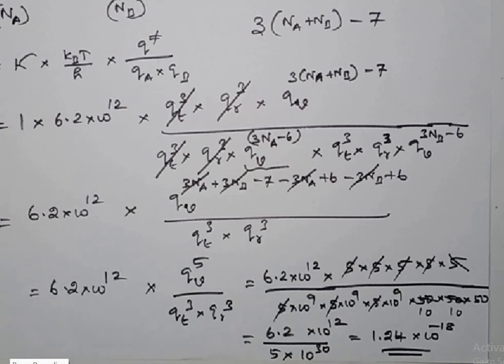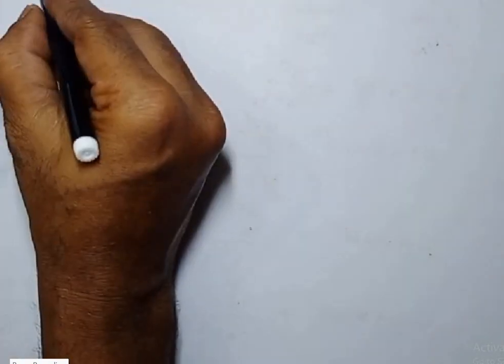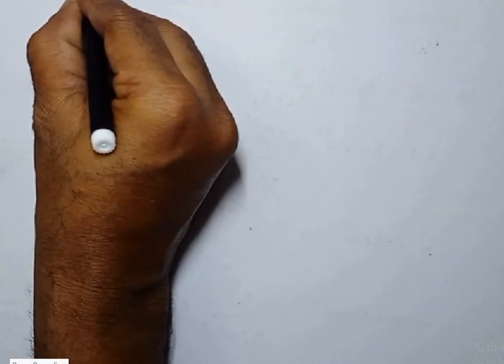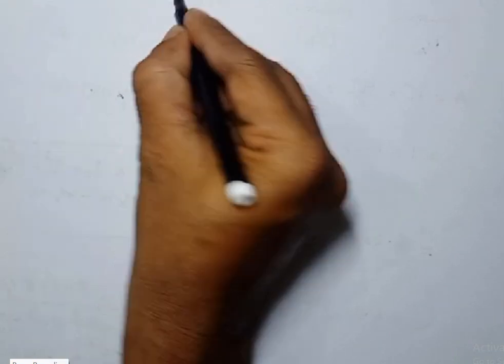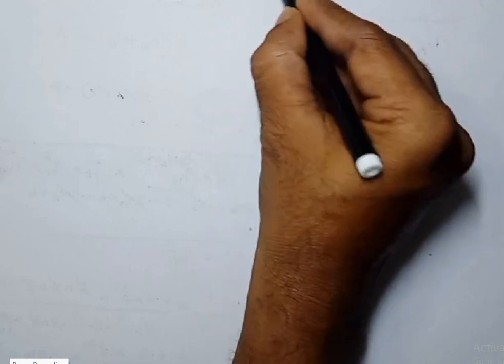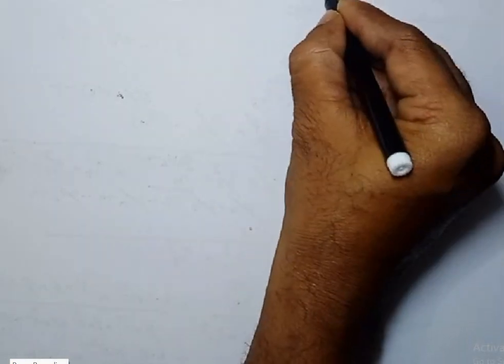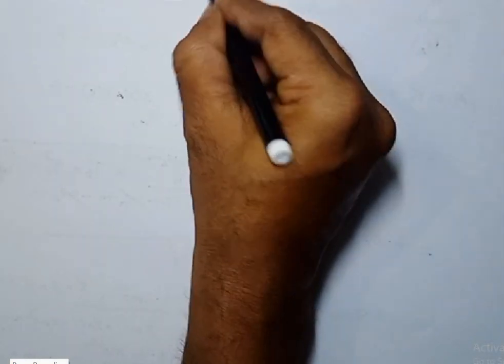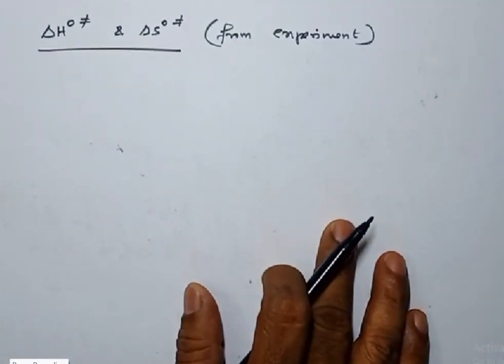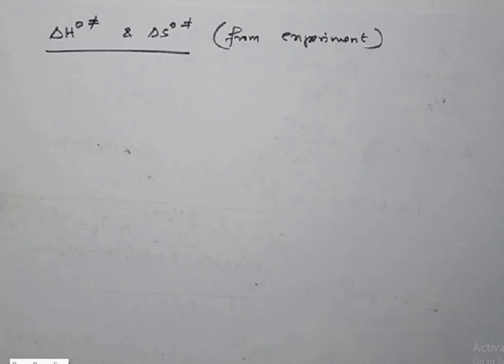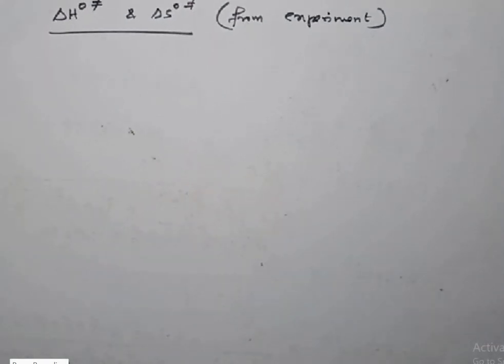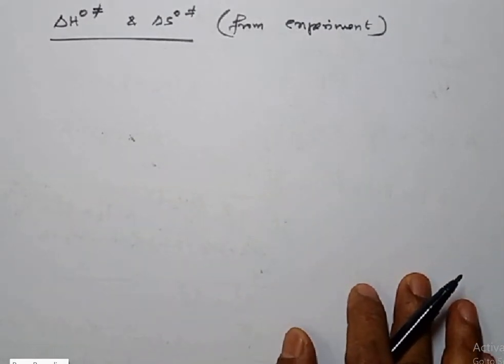Okay, take note. The next point: how to determine delta H naught double dagger and delta S naught double dagger from experimental measurements. Experimentally, how to determine these values? Through experimental methods. Let's do that.